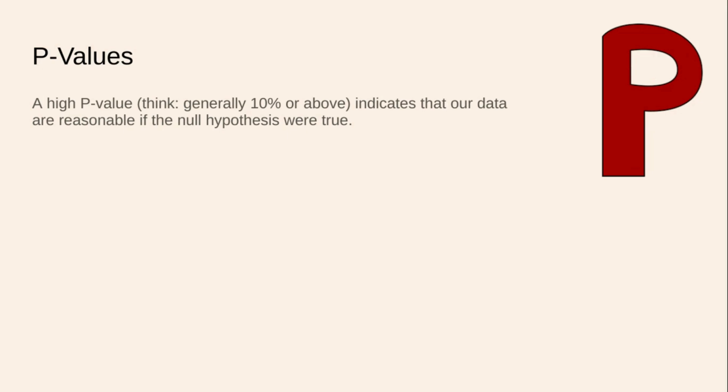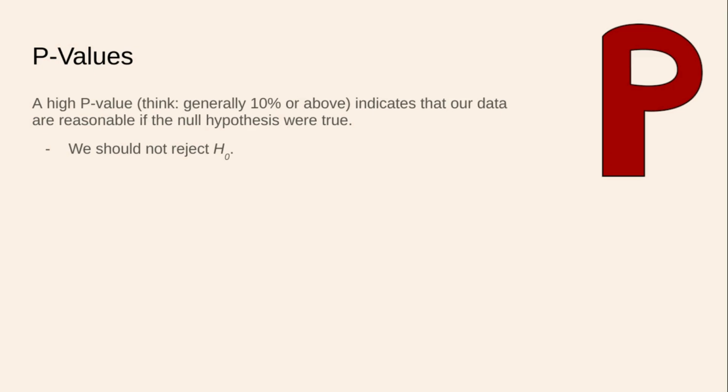So a high p-value, in general, 10% or above, is a high p-value. Really, it's a bit more nuanced. It depends on what you're studying. But in general, say 10% or above, a p-value of 0.1 or above, indicates that our data are reasonable if the null hypothesis were true. There's a decent chance we could get data as unusual as ours if the null hypothesis were true. If that is the case, we should not reject the null hypothesis if there's a high likelihood, and by high I mean 10% or higher, of getting data as extreme as ours.